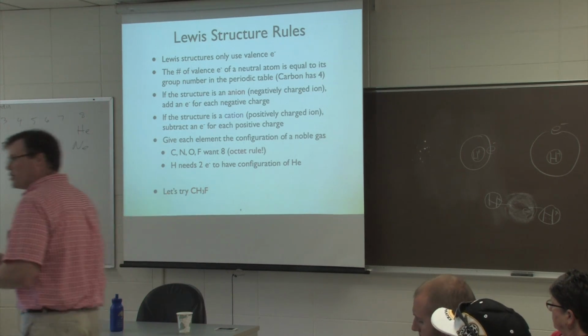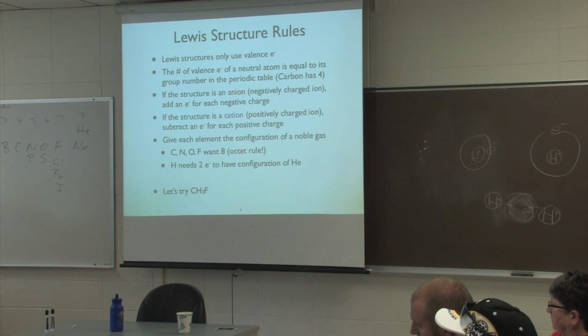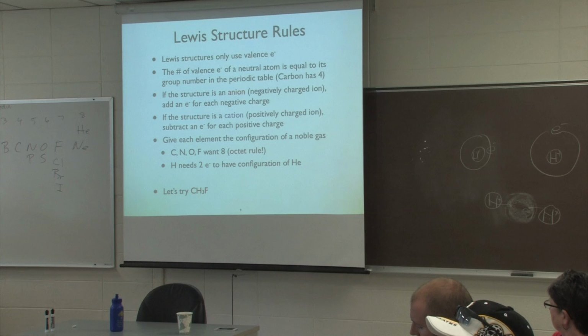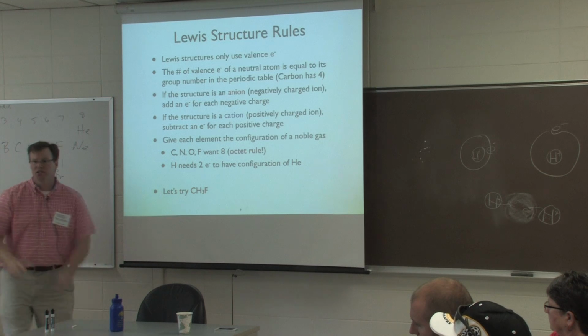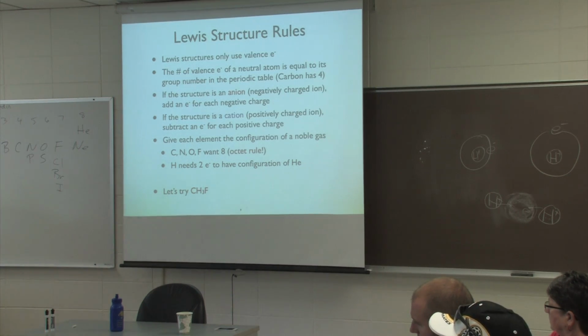It makes sense because your molecule is negatively charged, right? So that means it picked up an extra electron somewhere. It stole it from a very electropositive element. If your structure is a cation, it lost an electron somewhere to another electronegative element. So we're going to have to subtract an electron for each positive charge. And I'll show you what I mean when we do examples here.